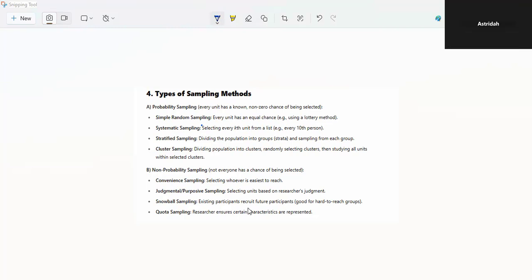Yes, we have judgment or purposive sampling. It's a type of sampling we use when we are choosing respondents based on a certain information that we need to collect from them. For instance, you want to only collect people who have experience in COVID, so you will use purposive sampling.